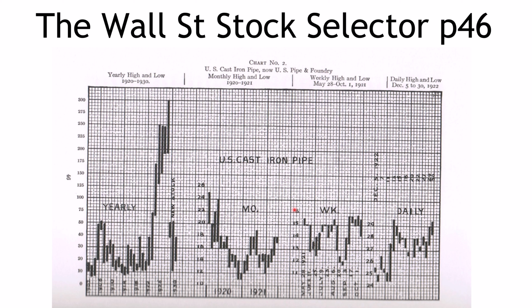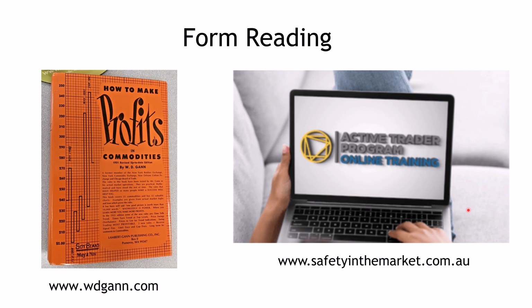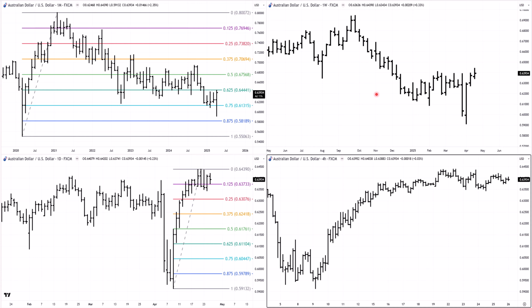Now, in a moment, as you'll see, I don't look at yearly, monthly, weekly, and daily. I've dropped down a little bit there. I look at monthly, weekly, daily, and 4-hour initially, but I'll talk about that in a moment. Now, this is the starting point of all form reading, in my opinion. And as I've said previously, if you want to get into form reading, there's two sources that I recommend: Gann's book, How to Make Profits in Commodities, and Safety in the Markets Active Trader Program. So let's apply that Gann style chart to the Australian dollar. I like to look at it like this in a 4-way split screen.